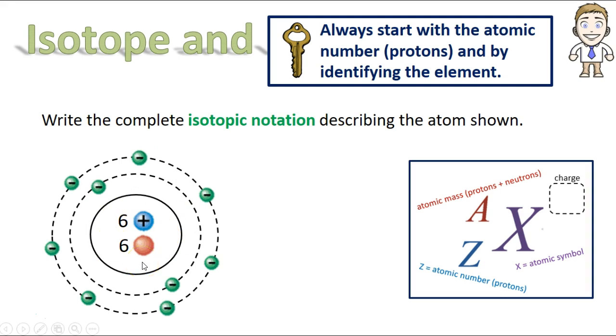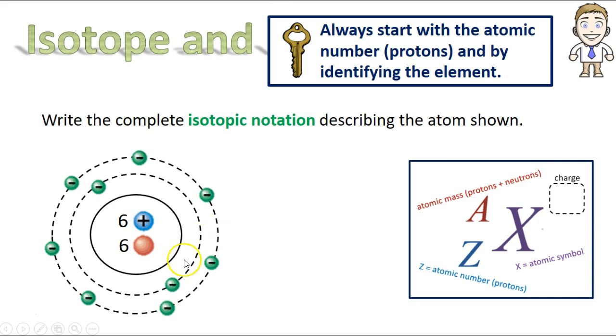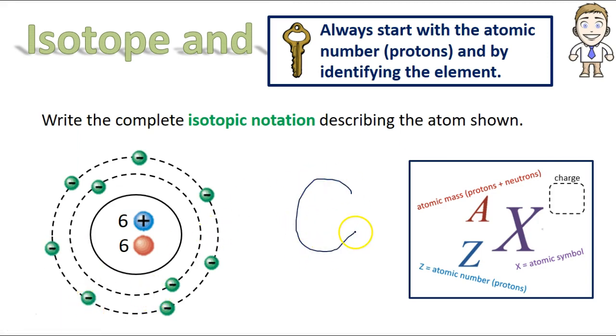So let's do what the key idea says and start with the atomic number, or the protons, and by identifying the element. So we go to the nucleus, see there's 6 protons. If you had a periodic table, which everybody should, or just look it up online, go to that periodic table and find out that the only element with the atomic number 6 is carbon, allowing us to start off this isotopic notation by putting C for carbon and an atomic number of 6.